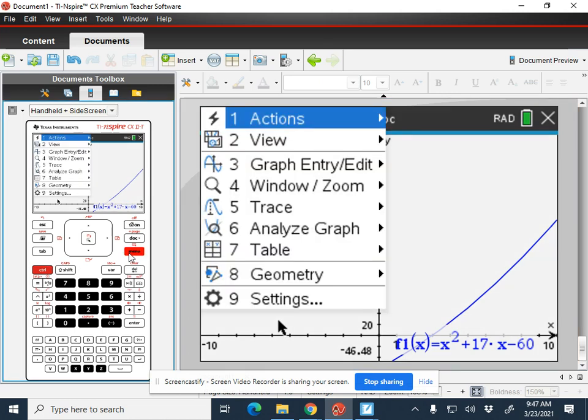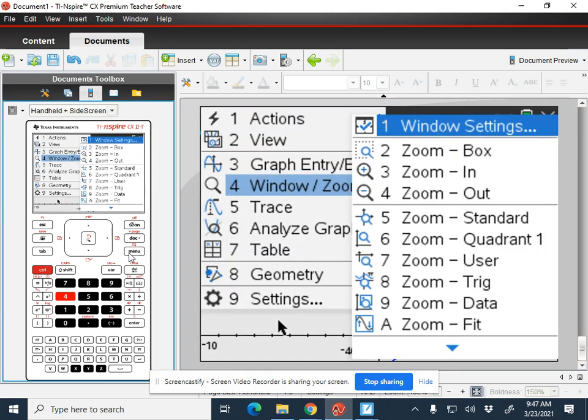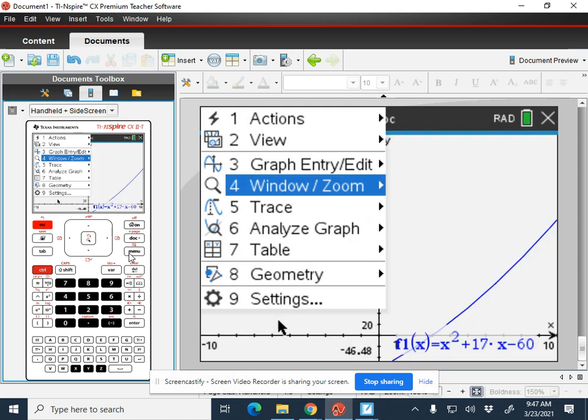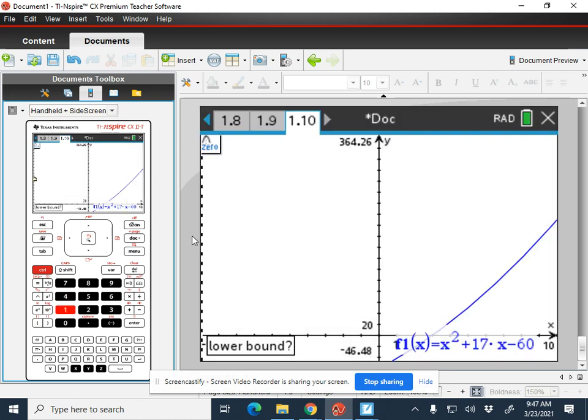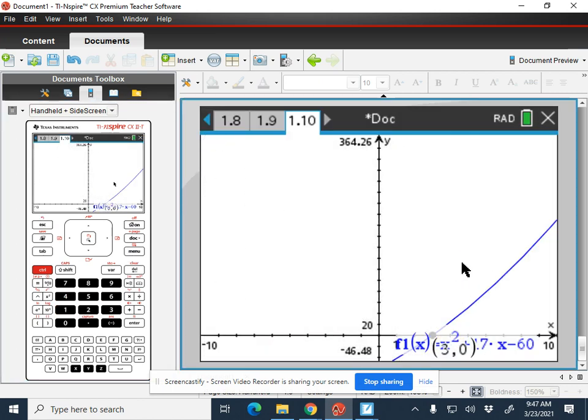Let's find out. Menu 4. No, menu 6, 1. It's a 0. I'm going to click here, click there. It looks like it crosses at 3. Now there's another 0 somewhere over here in the negatives, but I don't want that one anyway.